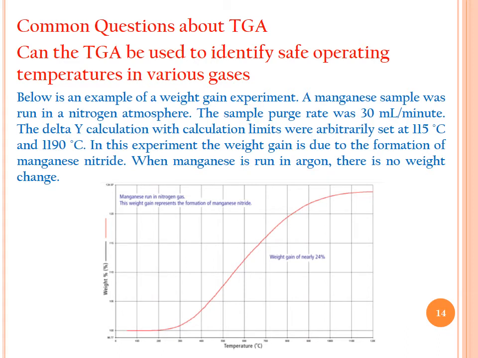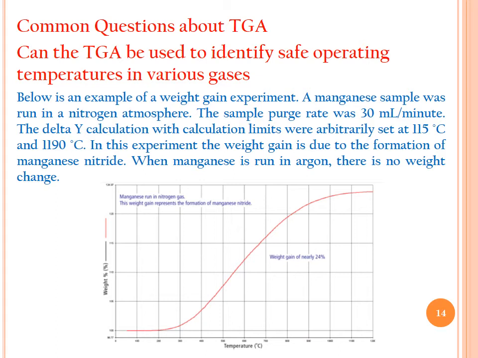When this manganese nitride forms, it means weight gain. So the weight gain is about 24%. When this manganese is run in an atmosphere of argon, manganese does not react with argon, so no weight gain is observed in TGA analysis when using inert gas. So the purge gas is also important and clarifies the safe operating of TGA in various types of gases.